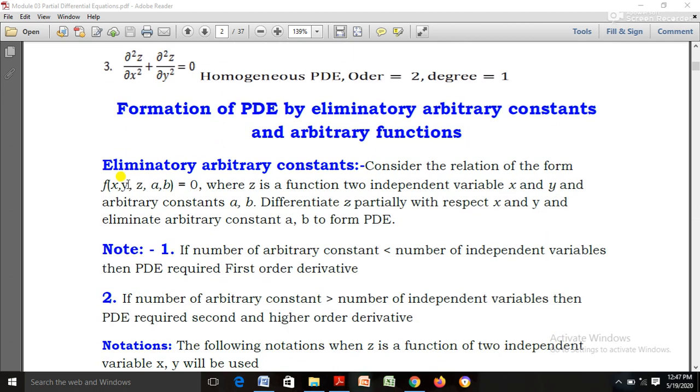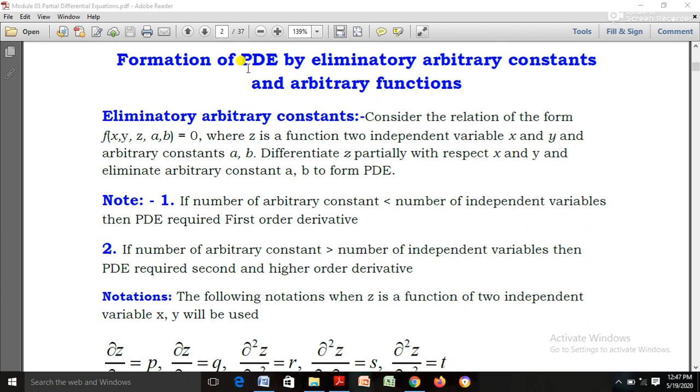It is basic. So the first concept of the syllabus is formation of a PDE, that is a partial differential equation, by eliminating arbitrary constants and arbitrary functions. First, elimination of arbitrary constants. Consider a relation of the form f(x, y, z, a, b) = 0, where z is a function of two independent variables x and y and a, b are arbitrary constants. Differentiate z partially with respect to x and y. Eliminate the arbitrary constants a and b to get the partial differential equation.